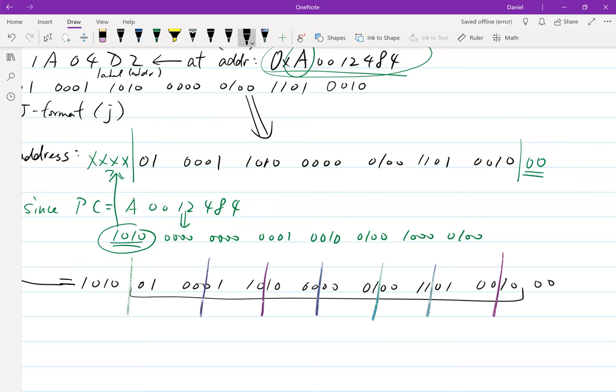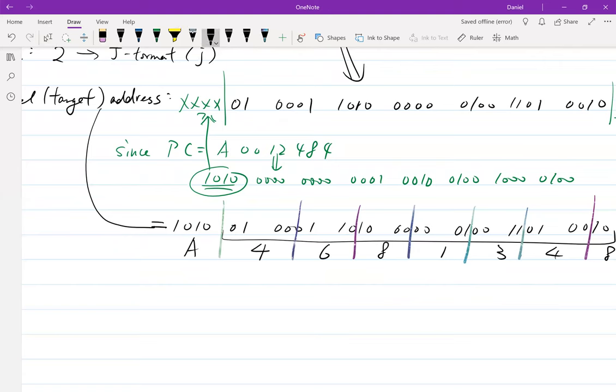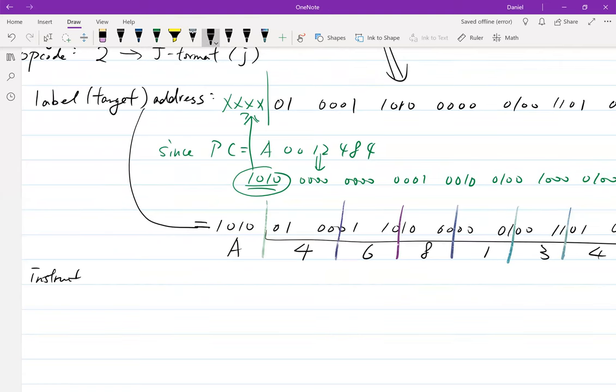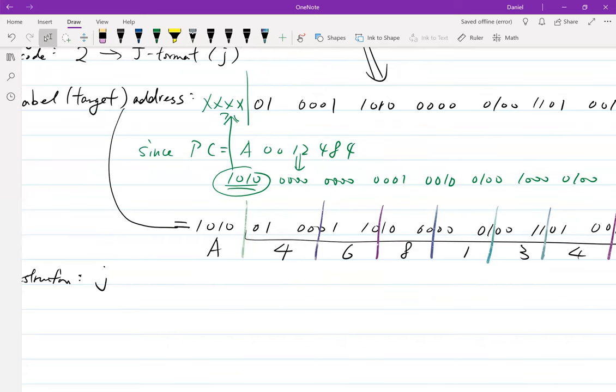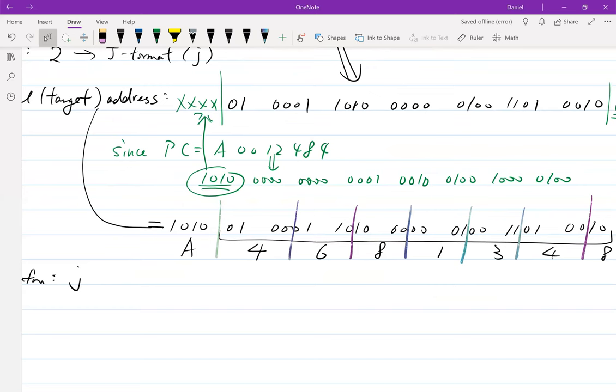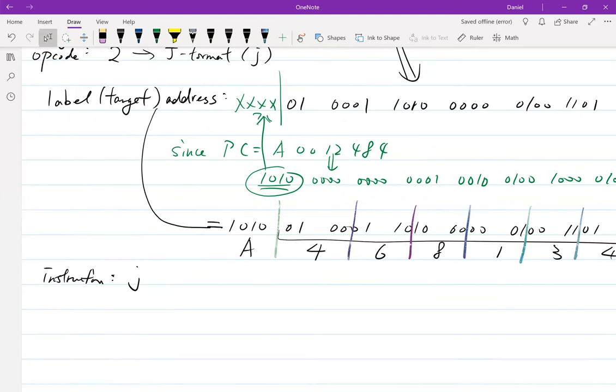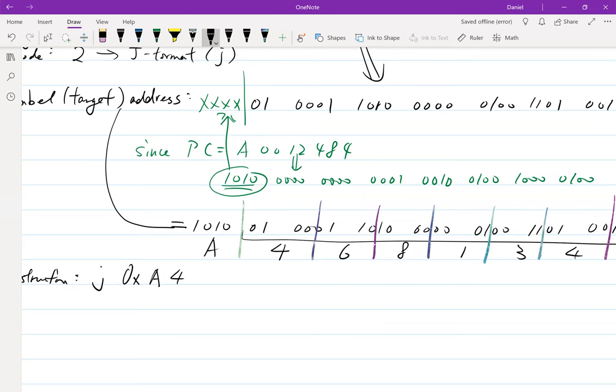And your answer will be A4681348. So this is your target address, right? So now your answer will be J. Remember, we are doing a J format instruction, so don't get carried away by the whole process of finding the address. Finding the address is not the final answer. It is J followed by the address, right? So I have A. If you want, I would probably put in 0x. So I have A468.